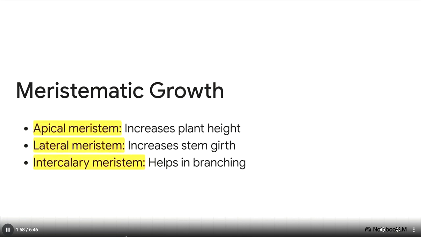It's super organized. You've got the apical meristems, which you find at the very tips of roots and shoots, constantly pushing the plant taller. Then you have the lateral meristems, which make the trunk or stem thicker and stronger each year. And finally, the intercalary meristems, which help with branching and growing leaves.